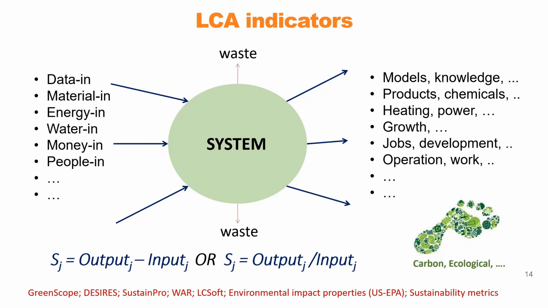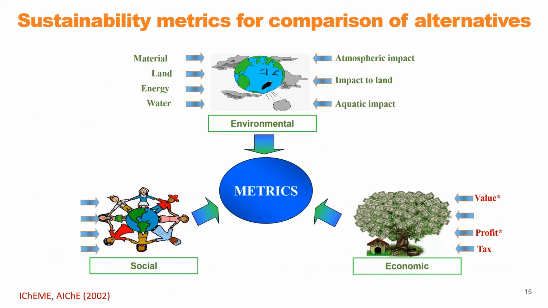So these can also be grouped into different types. First is the environmental type. That is related to the atmospheric impact, impact to land, aquatic impact with respect to water, energy, land, material, with respect to economics, with respect to social.